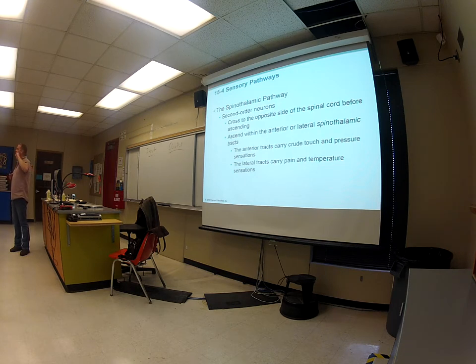So, somebody tell me what a collection of neuron processes, neuron axons, are called in the PNS. Nerves. Because if they're in the CNS, they're called what? Tracts. You guys remember that? As opposed to nuclei and ganglia.